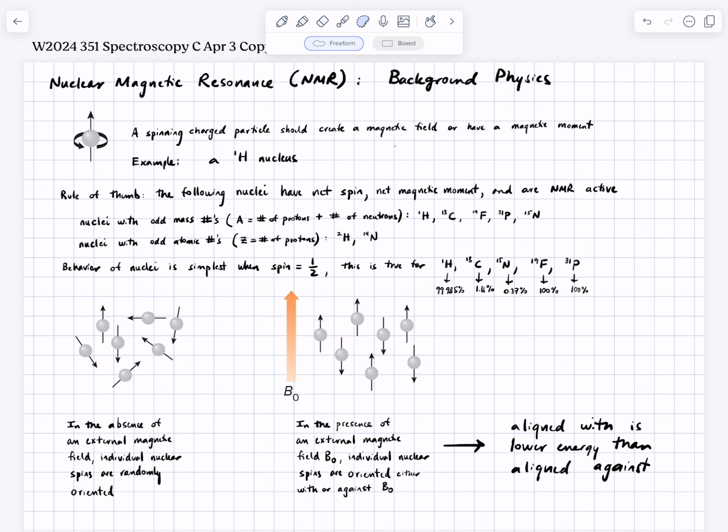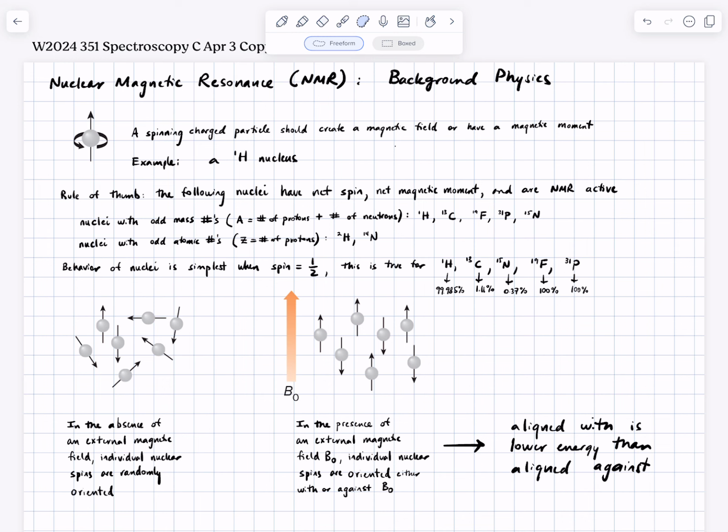In the same way, proton and neutron spins come in pairs. It's more complicated than that. But the net effect is that if your molecule has an odd number of protons, that is an odd atomic number, like hydrogen, or if it has an odd mass number, that is an odd total number of protons and neutrons, it should have a net magnetic moment, should have net spin.